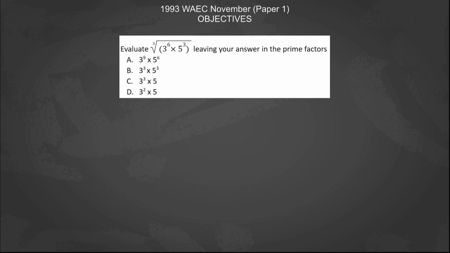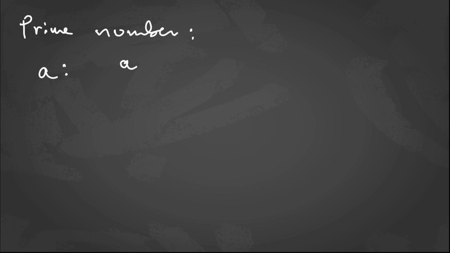Before we can fully answer this question, we first need to talk about prime numbers or prime factors. A prime number is a positive integer that has only 2 factors, 1 and itself. So in other words, if I have a number, say a, to be a prime number, it should only be divisible by itself and 1 only, right? And a has to be a positive integer.